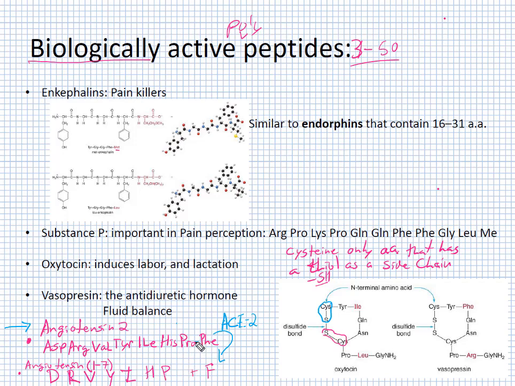It breaks the peptide bond. This enzyme breaks the peptide bond here between proline and phenylalanine to produce angiotensin 1 through 7. So there's 1, 2, 3, 4, 5, 6, 7. It breaks that bond. You have angiotensin 1 through 7. Releases a free phenylalanine residue.